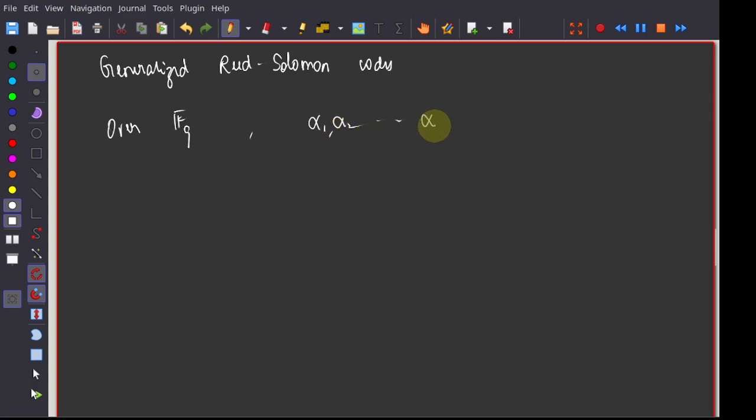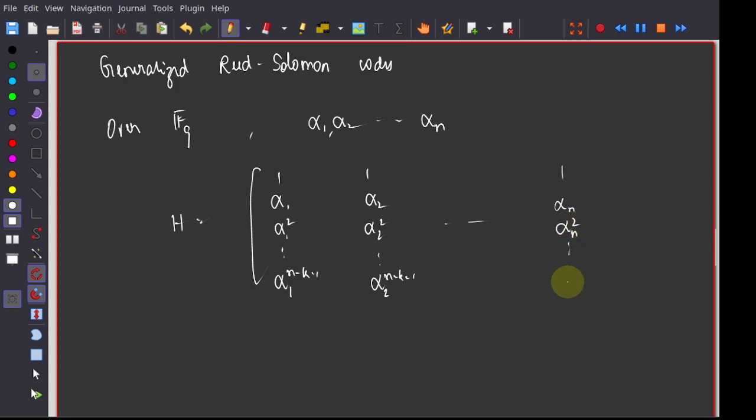You take alpha 1, alpha 2, up to alpha n, n distinct elements of this field, and you construct the parity check matrix with rows 1, alpha 1, alpha 1 squared, up to alpha 1 to the power n minus k minus 1, then 1, alpha 2, alpha 2 squared, and so on, up to alpha n. I take any arbitrary finite field and a parity check matrix with this particular structure. It turns out that this will have minimum distance d equal to n minus k plus 1.